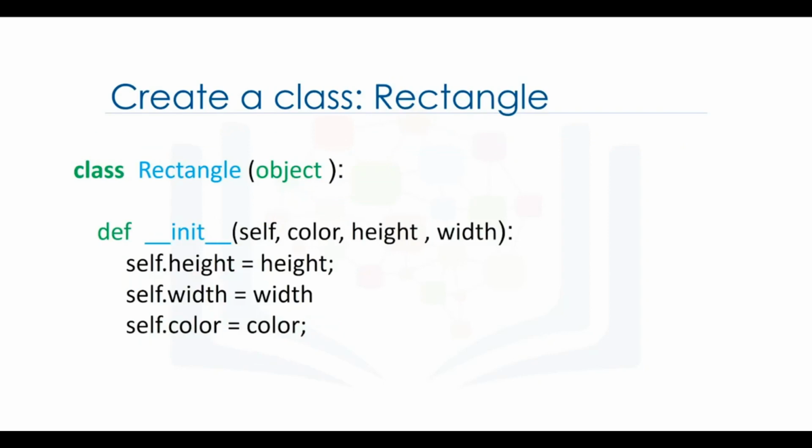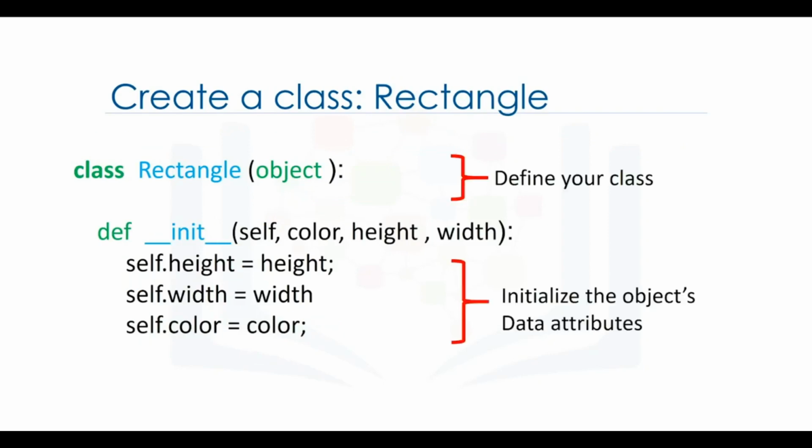Similarly, we can define the class Rectangle in Python. The name of the class is different. This time, the class data attributes are color, height, and width.